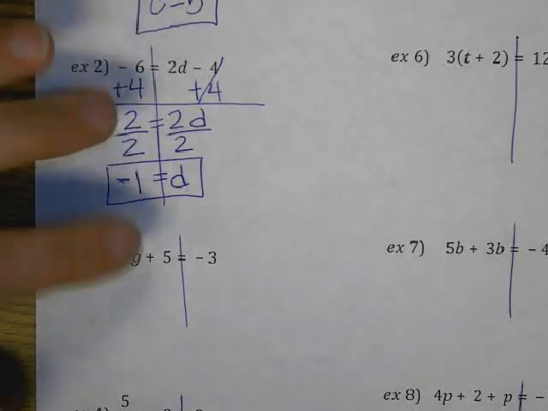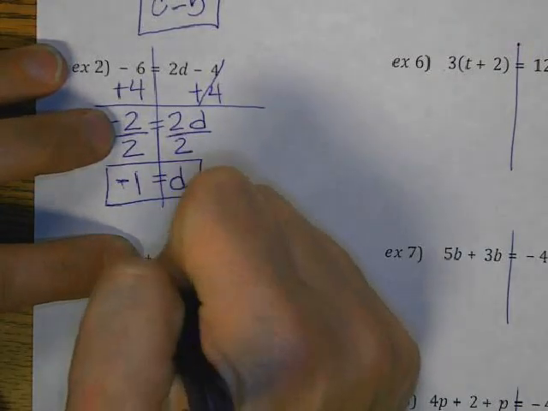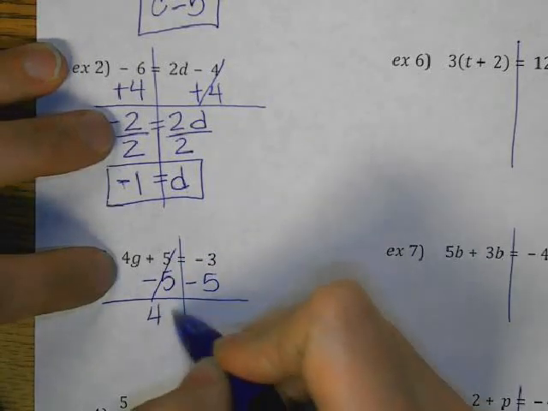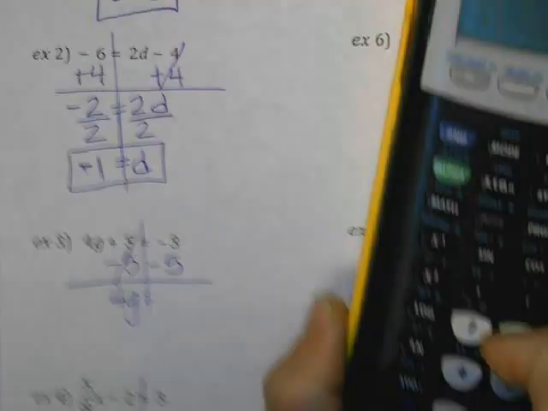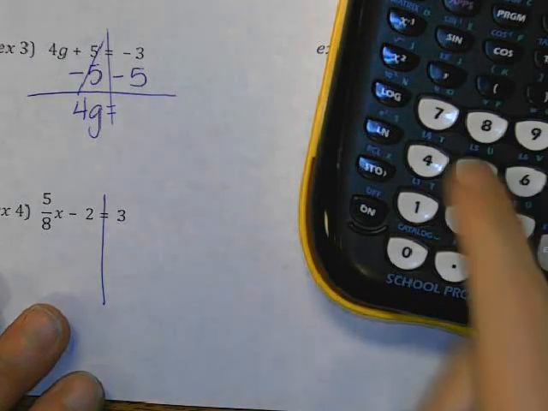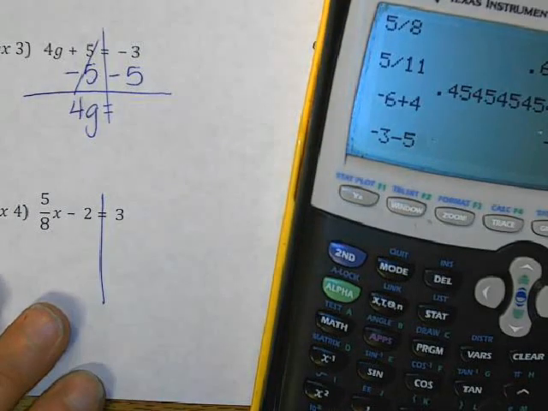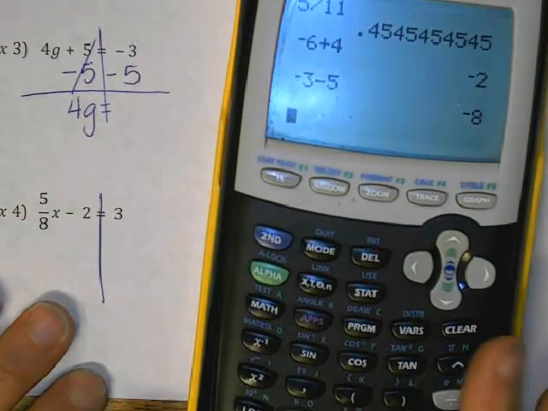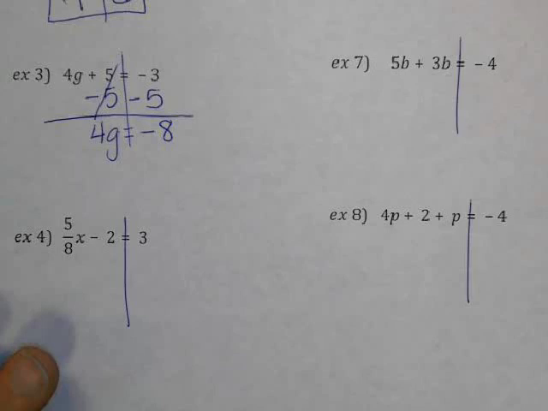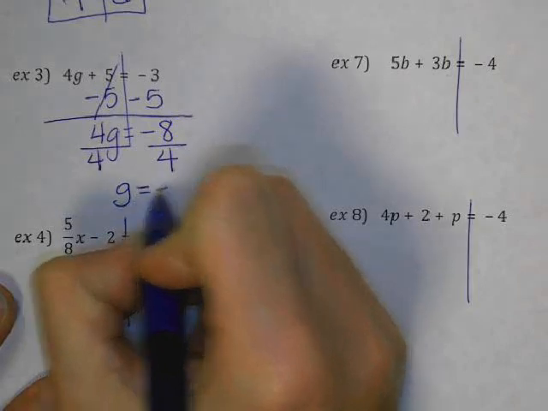Okay, so if I cover up the g, I have positive 5. To undo positive 5, I'm going to subtract 5 from both sides. So that gets me 0 right here, and I'm left with 4g on this side, and then on my calculator I type negative 3 plus negative 5. You could also just type negative 3 minus 5, because that means the same thing. Negative 3 minus 5 is negative 8. So 4g equals negative 8, and then you're going to divide by 4 on both sides. So g is equal to negative 2.